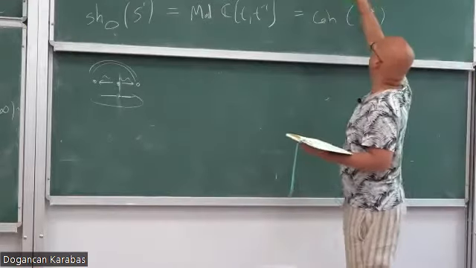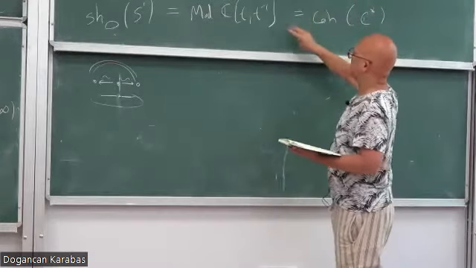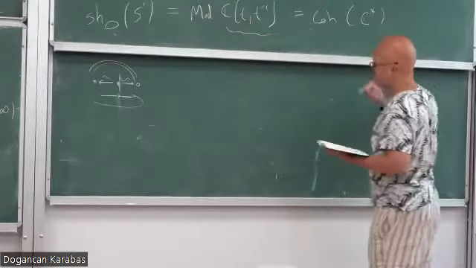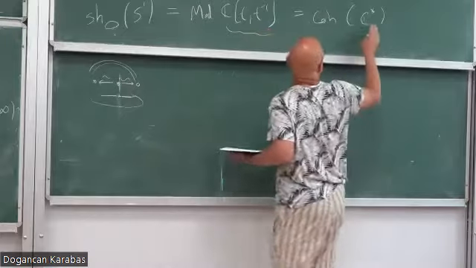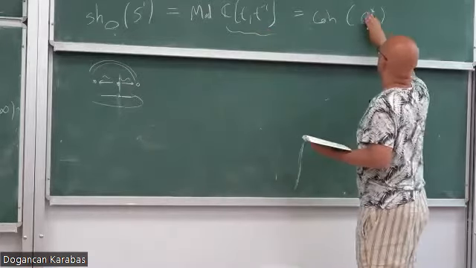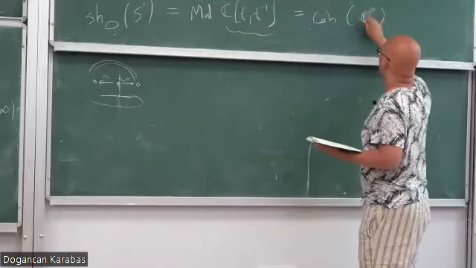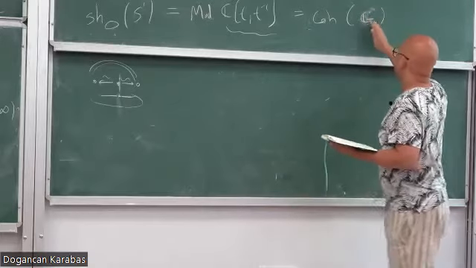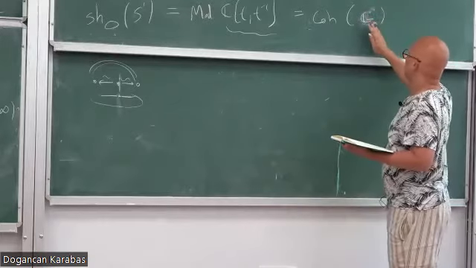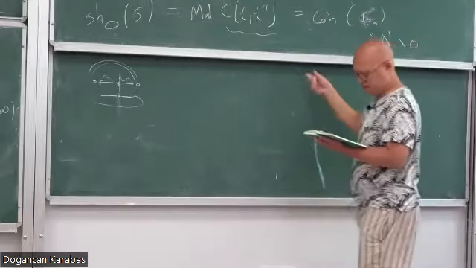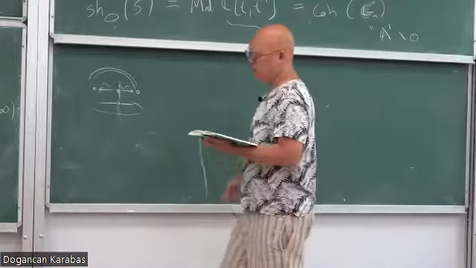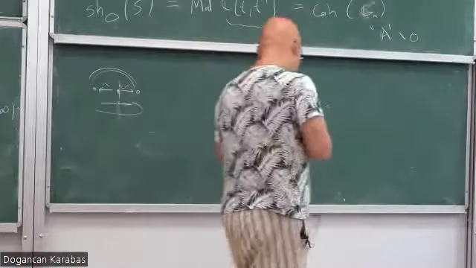This last equality, in case you're confused, this is because this is the ring of functions on C star. This is A1 minus 0. Okay. So good.